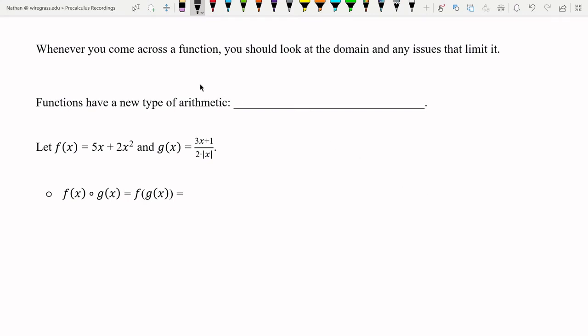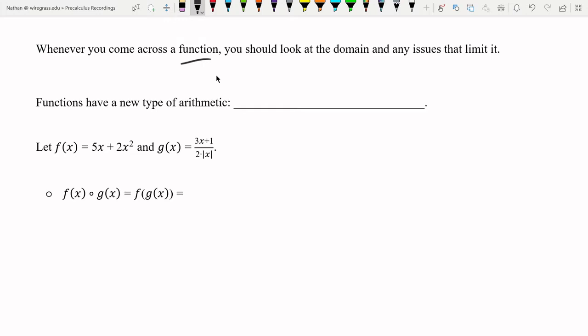Whenever you come across a function, whatever kind of function it is, you should always think about what's the domain of that function, and because of that, is there any issues that limit the domain? So always think about that when we're looking at any of these functions that we're going to be looking at.